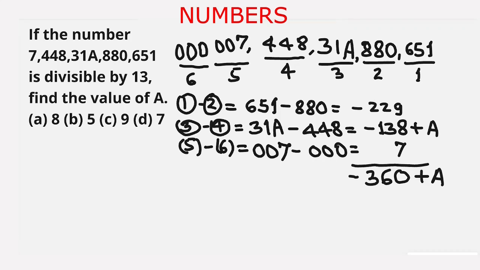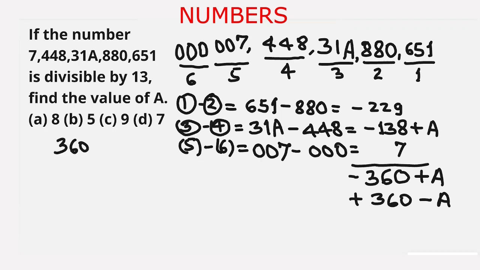And if we had subtracted 1 from 2, 3 from 4 and 5 from 6, then we would have got it as plus 360 minus a. We can do any way. Now we take it as plus 360 minus a. Now this number is divisible by 13. It means that if 360 minus a is divisible by 13, then the whole number is divisible by 13.